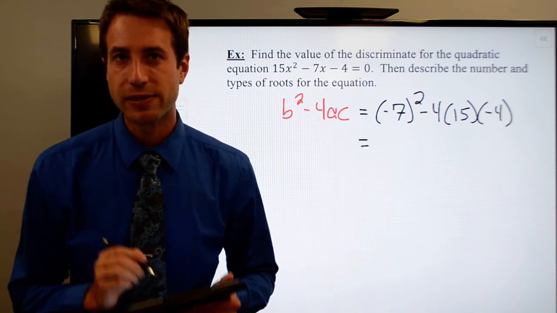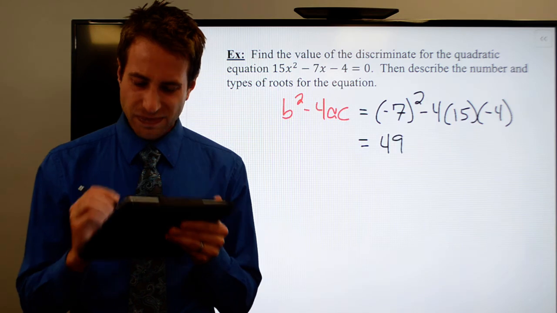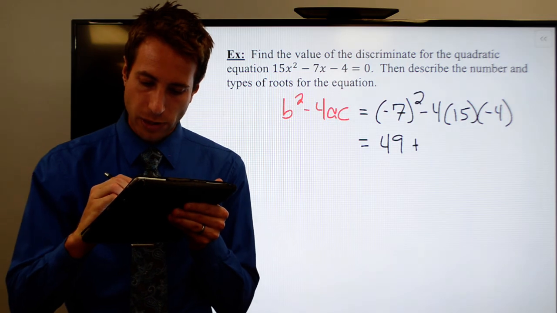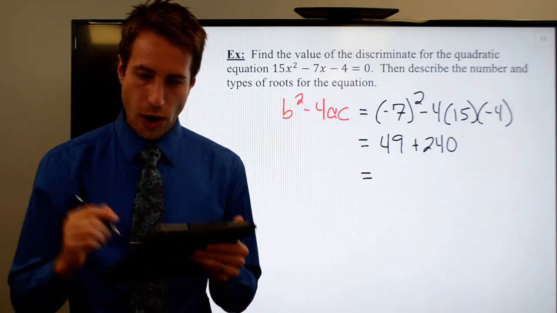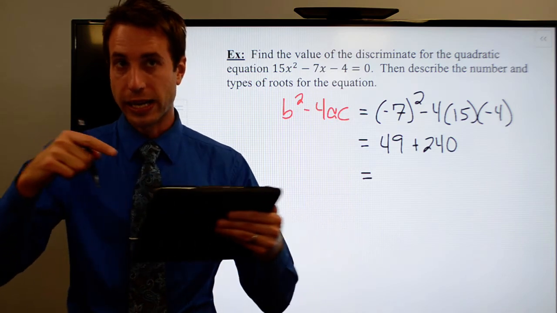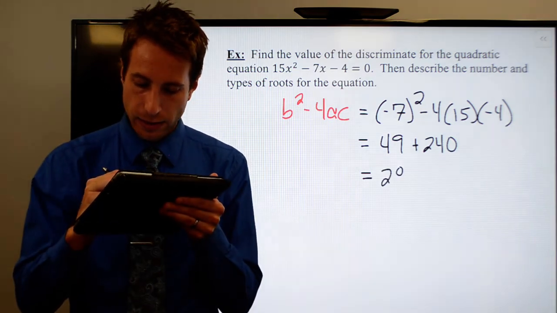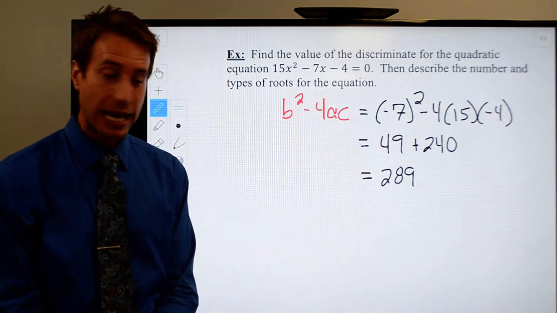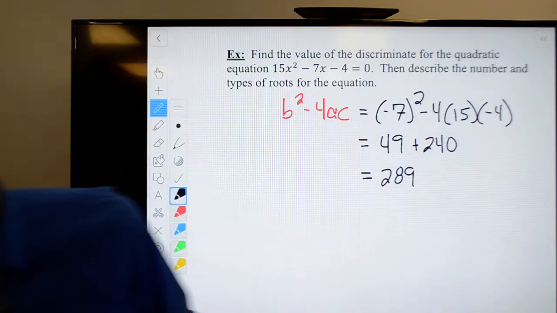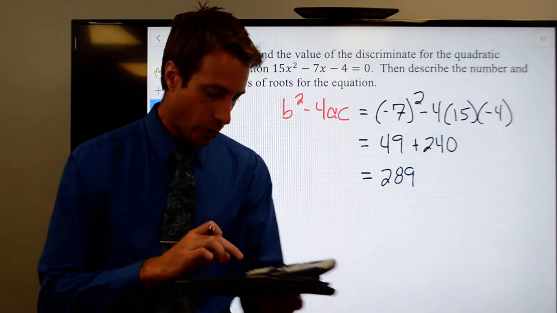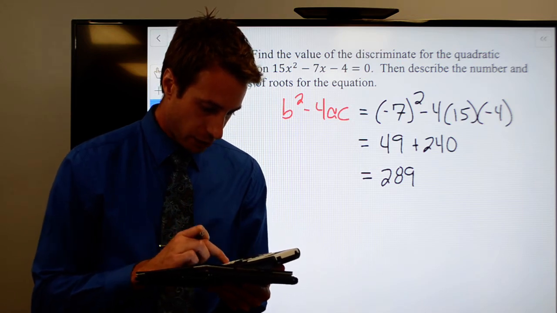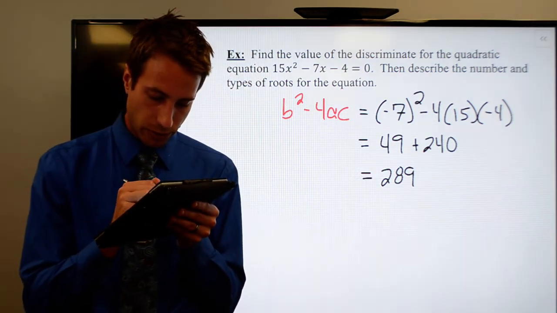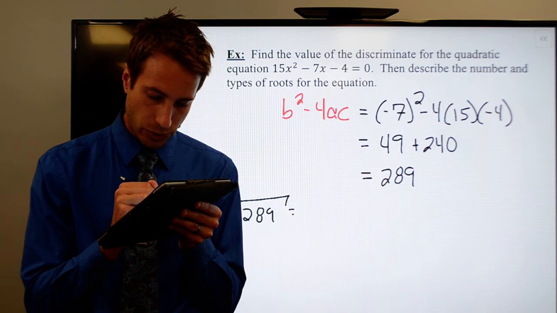All right, well, negative 7 squared is 49. And a negative 4 times 15 times a negative 4 is a positive 240, so plus 240. All right, so I got 49 plus 240, which would be 289. Believe it or not, 289 is actually a perfect square. In fact, let me grab my calculator and show you. If you take the square root of 289, it is 17. So the square root of 289 is equal to 17.